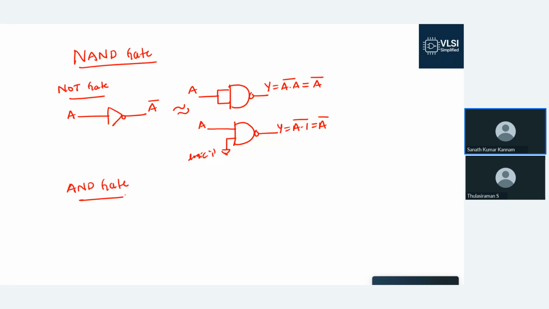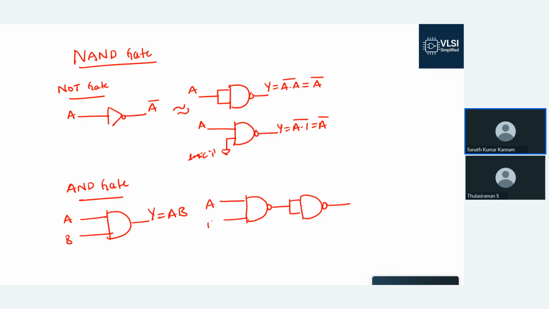AND gate, how to implement? This is the logic symbol for the AND gate. So this is A and this is B. So Y equal to what? Y equal to AB. So first you take one NAND gate, and its output is tied together and given to one more NAND gate. This is A and this is B. Here we are getting AB bar. You know that AB bar whole bar is equal to AB. Okay, so this is the implementation of the AND gate by using the NAND gate.